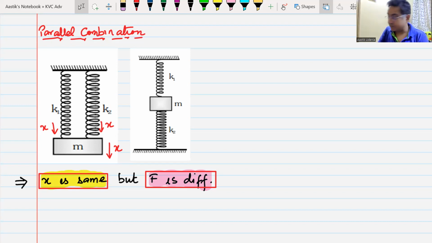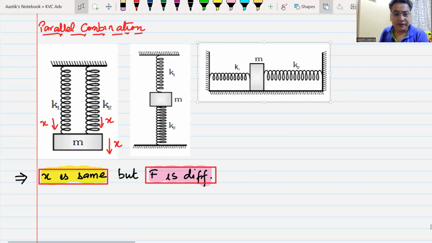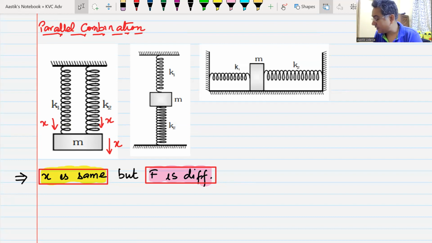What about this one? That is also same, sir. Parallel. So in all the three cases, as you can see, the extension in the springs would be same. The forces acting on the springs would be different, and therefore all of these three are nothing but parallel combination.